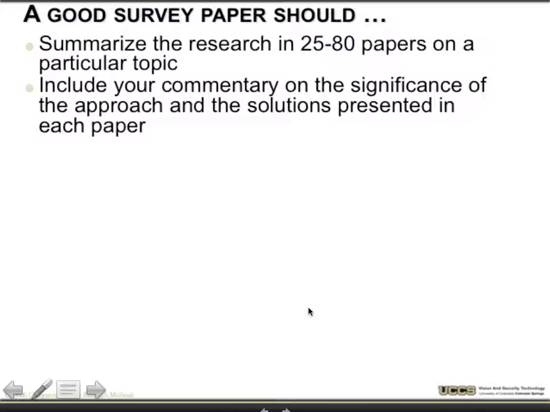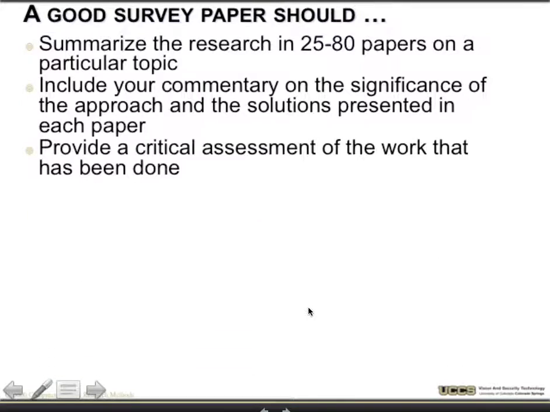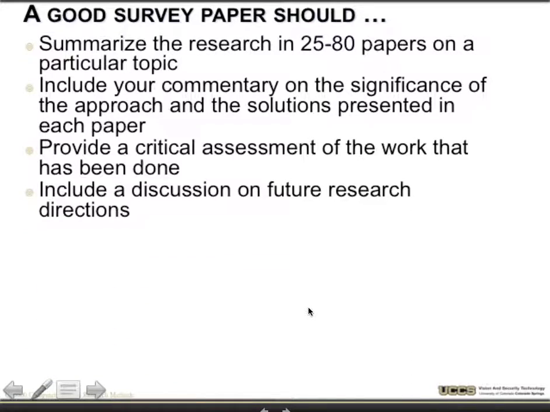You're going to include your commentary on the significance of the approach and the solutions presented in the paper. And I actually recommend while you're doing your reading, you begin to come up with those ideas. You might not keep all of the ideas you write as you do your creative read and your critical read, but you want to figure out what's significant and the solutions that are presented. You want to provide a critical assessment of the work that has been done. That's one of the reasons why the critical review is so important, because that's an important part of what a good survey will do. You need to be able to put it both into context and critique it in terms of what works. And you want to have a discussion of the future research directions.